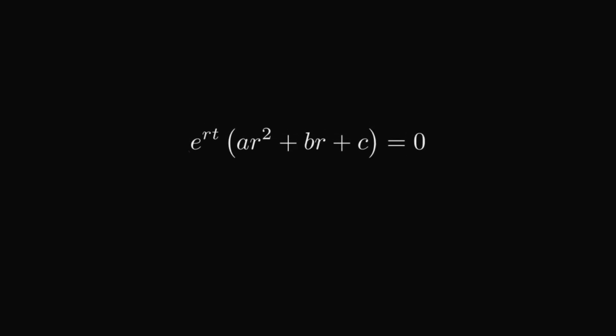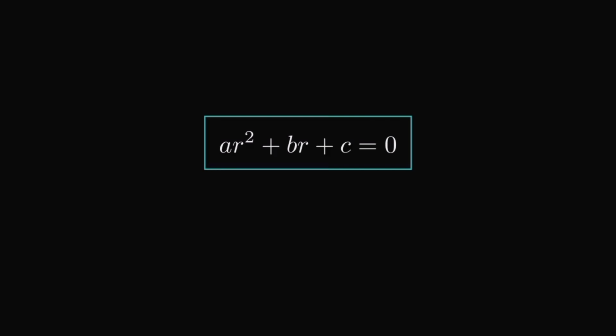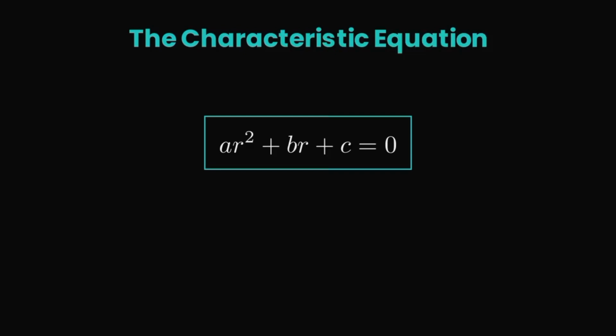Because an exponential function e power rt is never equal to 0, the only way this entire equation equals 0 is if the polynomial part is equal to 0. This gives us ar squared plus br plus c equals 0. This is called the characteristic equation. We have just turned a calculus problem into a basic algebra problem.